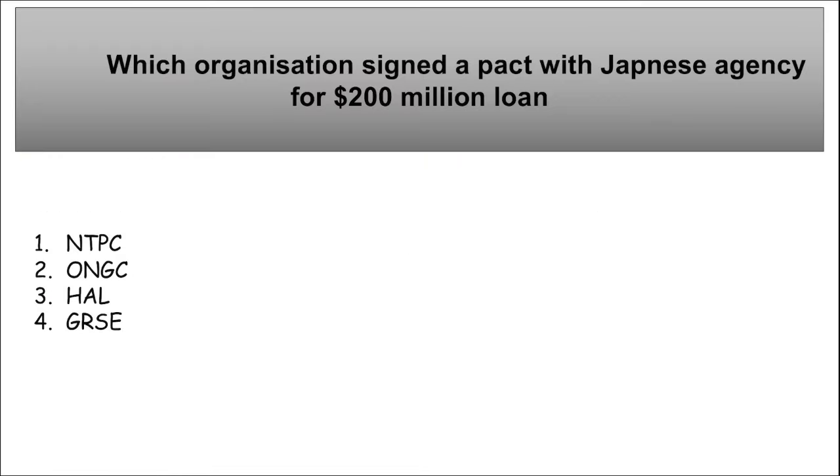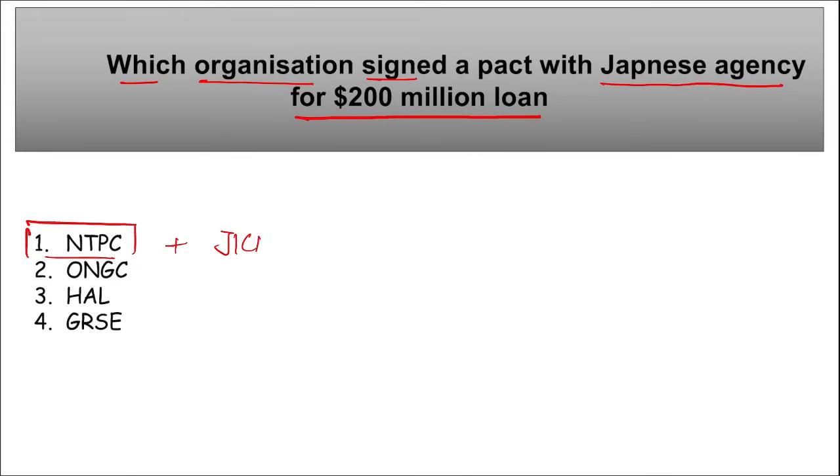Moving on. Next is which organization signed a pact with Japanese agency for $200 million loan? It is NTPC. NTPC is your National Thermal Power Corporation. They signed a pact with JBIC, that is Japan Bank of International Cooperation, right?